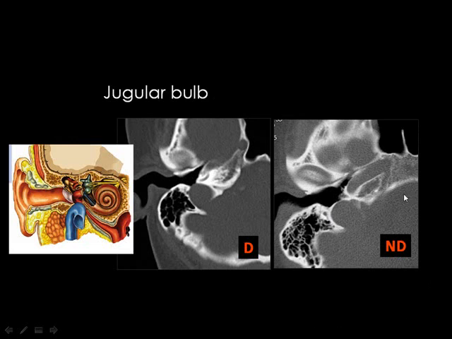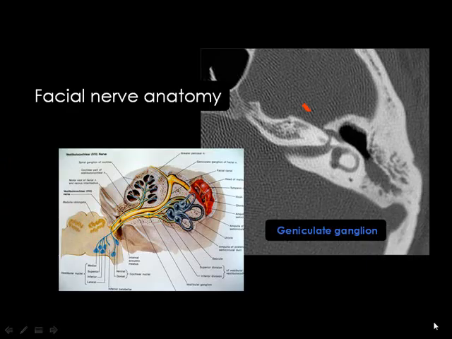Then about the jugular bulb, you know that the jugular bulb is commonly separated from the middle ear cavity by a bony ridge, and this is known as non-dehiscent jugular bulb. But in some patients, the jugular bulb is not separated by a bony ridge from the middle ear cavity, and we call this dehiscent jugular bulb.